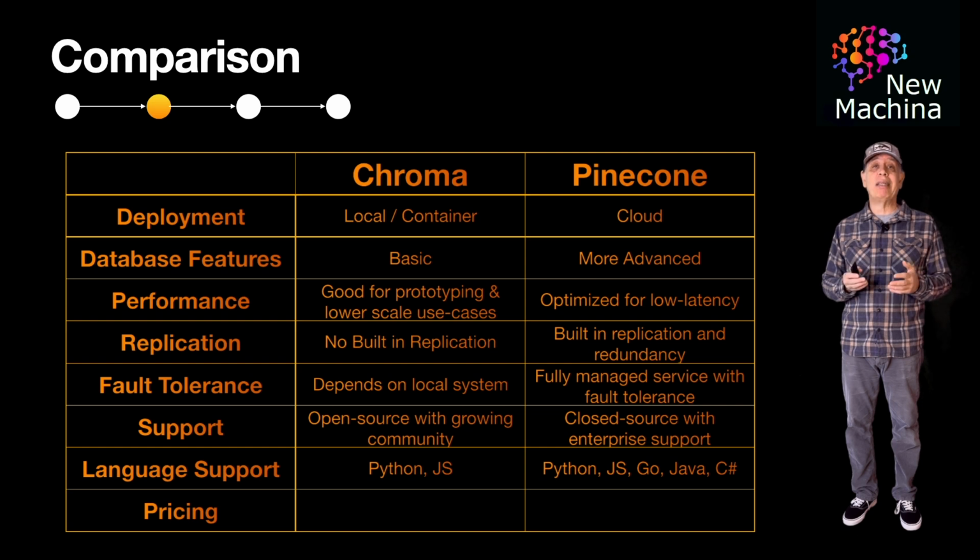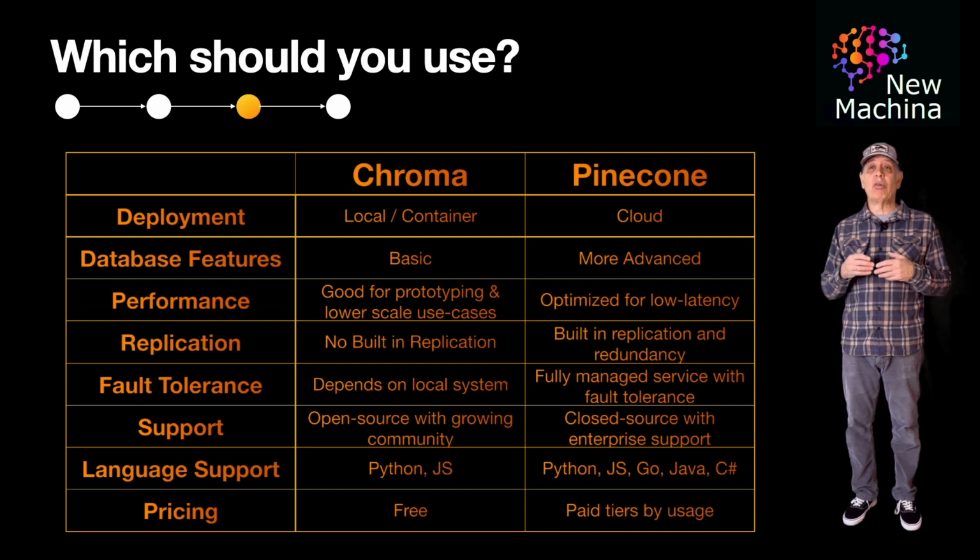Now let's compare pricing in Chroma and Pinecone. The Chroma vector database is open source, so the actual database software is free. Now, it's not free to run in production, as you will need to pay for the infrastructure it runs on, but the actual vector database itself is free. Alternatively, Pinecone has a classic cloud-based pricing model where you pay for what you use.